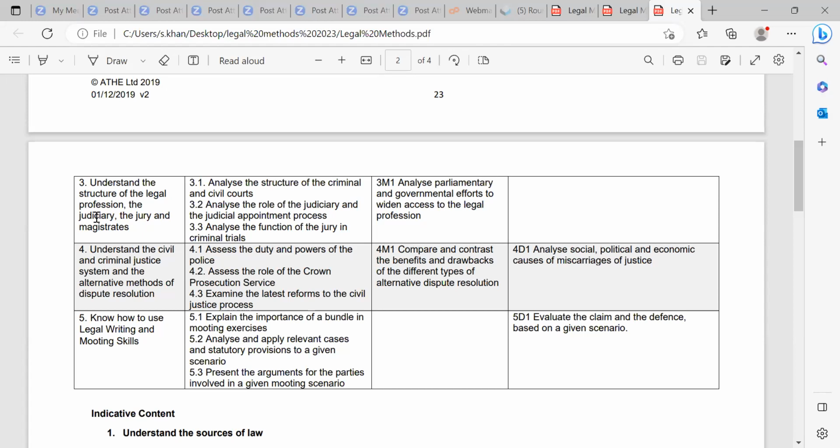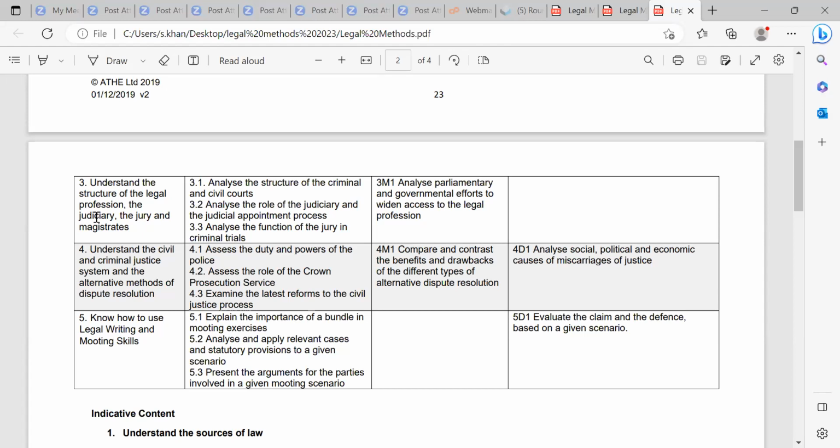Learning outcome 4, understand the civil and criminal justice system and the alternative methods of dispute resolution. And 4.1 is to assess the duty and powers of the police, assess the role of the CPS, and examine the latest reforms to the civil justice process. And 4M1, compare and contrast the benefits and drawbacks of the different types of alternative dispute resolution. And 4D1, analyze social, political, and economic causes of miscarriages of justice.